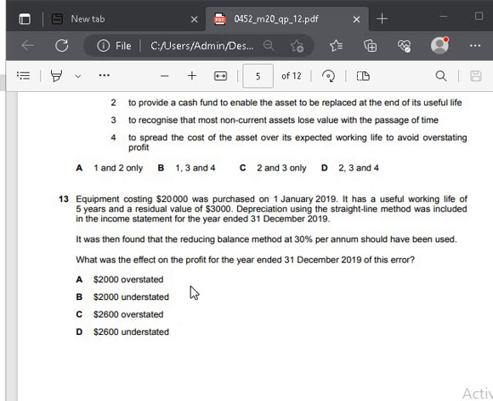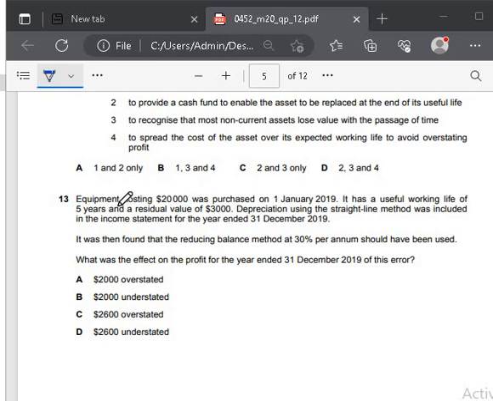Right, so equipment costing 20,000 was purchased on 1st January 2019. It has a useful working life of 5 years and a residual value of 3,000. Depreciation using the straight line method was included in the income statement for the year ended 31st December 2019. It was then found that reducing balance method of 30% per annum should have been used. What was the effect on the profit for the year ended 31st December 2019? So they have used the straight line method instead of reducing balance method.